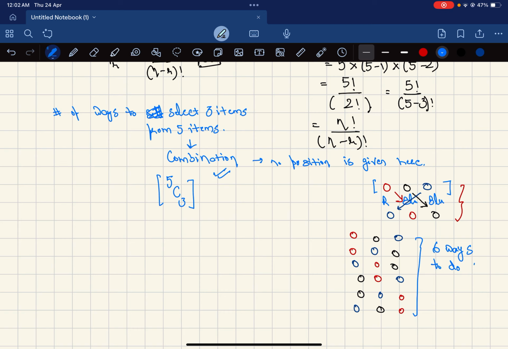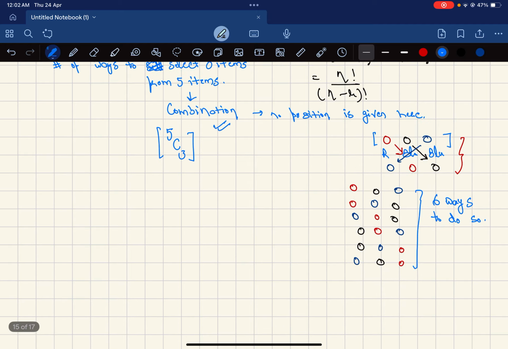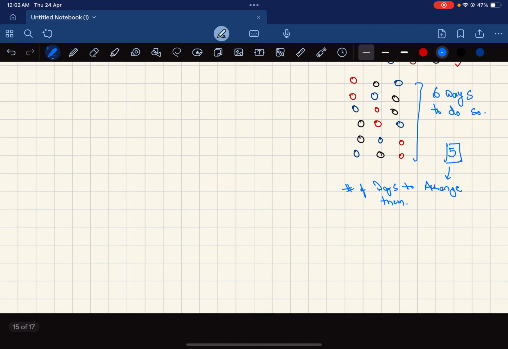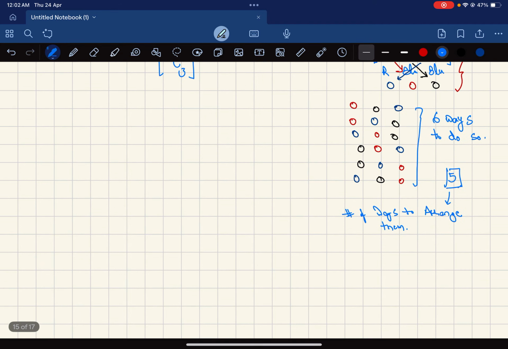But now let us say we have a lot of colors of balls. Let's say we have 5 different colored balls now. So how to find the number of ways to arrange them? Now, since there will be a lot of ways in this case, we cannot really manually count. What we do, let's say we have the 5 positions placed here.